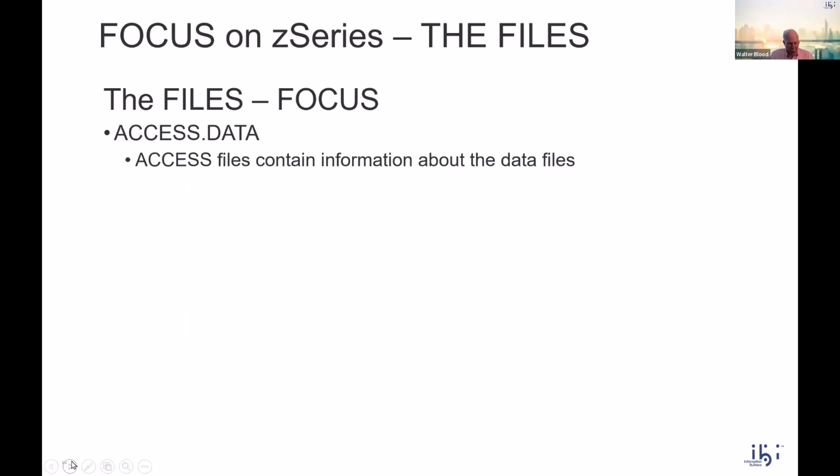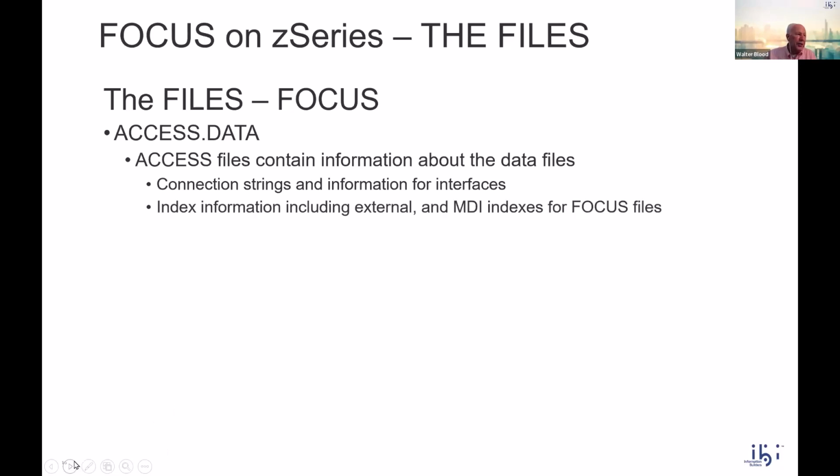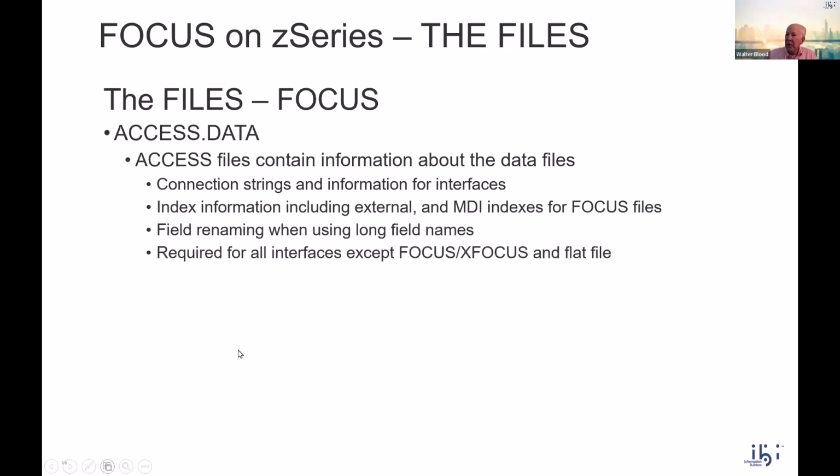We also have access.data, which is basically going to provide access files. These are typically files that contain information about the data files that we're working with. They're associated primarily with master files, part of the synonym. And they will contain connection strings. They might contain information about external indexes and MDI indexes for focus files. If there is field renaming for long field names going on, it could be stored here.